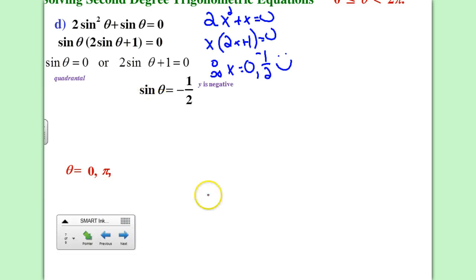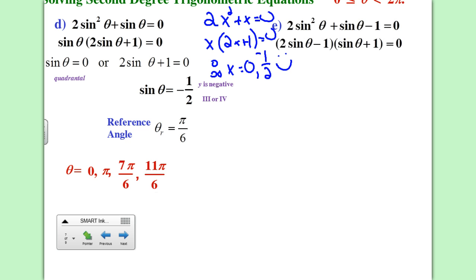But sine equals minus 1/2. Again, I could look back at my unit circle. That's going to be, again, quadrants 3 and 4. My reference angle is pi/6. And as an exact value, it turns out to be 7 pi/6 and 11 pi/6. Okay?